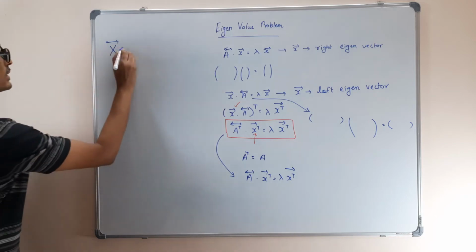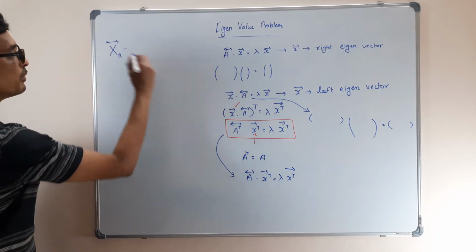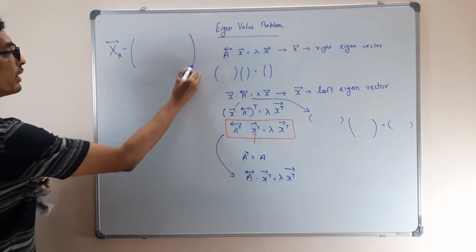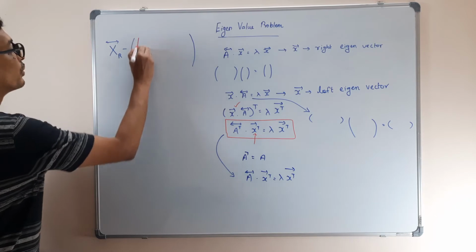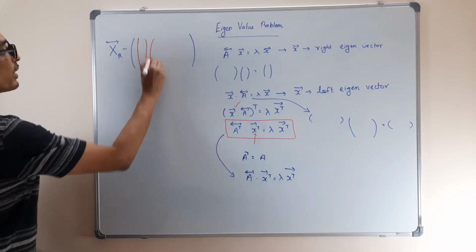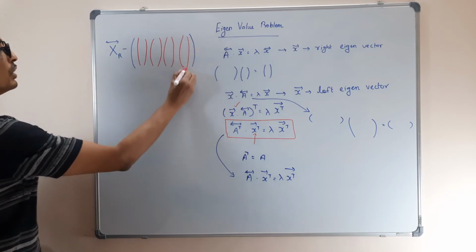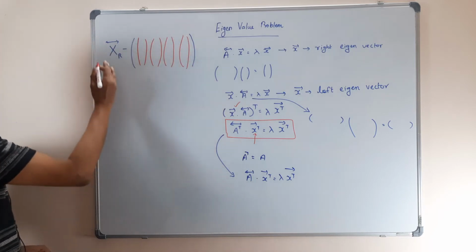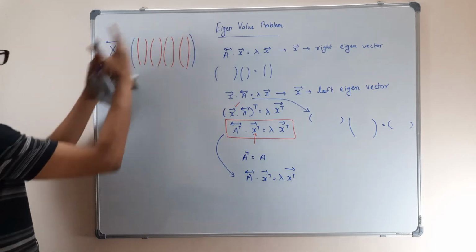from the right eigenvectors. What am I going to do? I am going to place all my right eigenvectors as columns. We have n right eigenvectors, so I will place all n right eigenvectors as columns and create an n cross n matrix, and I call it XR. So XR is a collection of all your right eigenvectors.